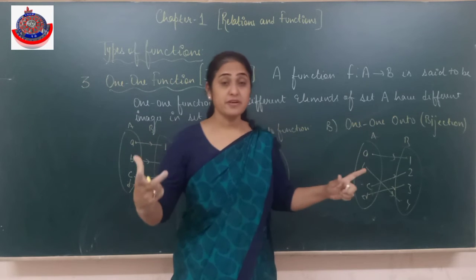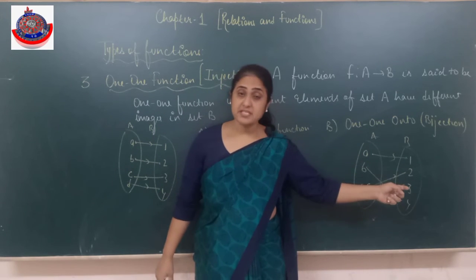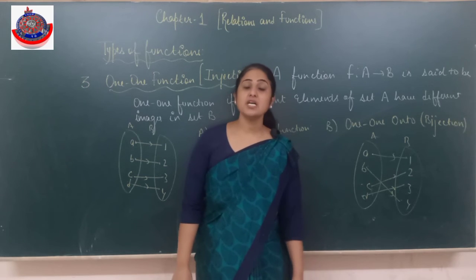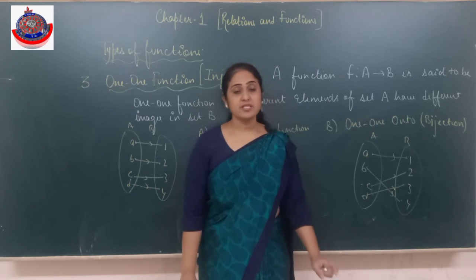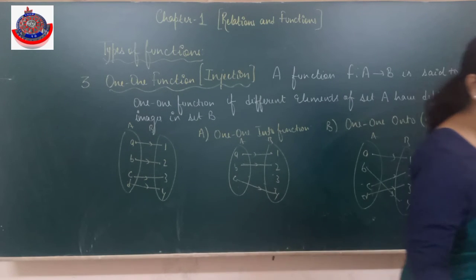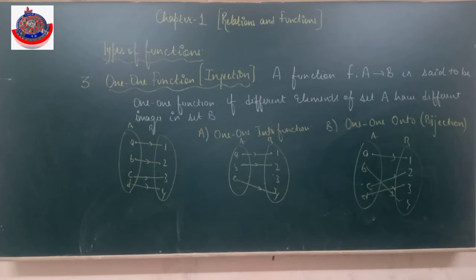Is it clear? That is a function, but different elements have different images in set B, and there is no element left in the second set. Is it clear? I hope it's very well. 1-1 and onto is the most important. We will be using this in the questions also. A 1-1 and onto function is a bijective function, or we call it bijection.